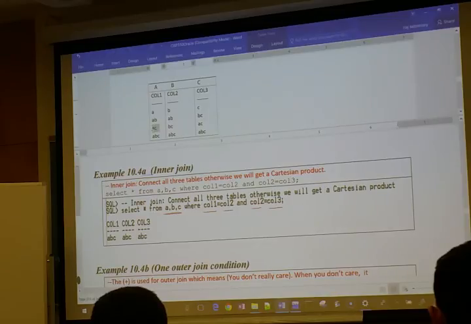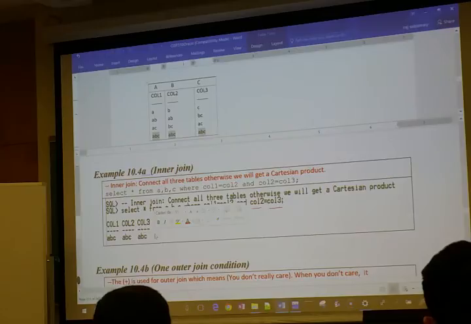What about AC? Does it match up with anything? No, so we abandon it. What about ABC? Does it match up with anything? Yes. And does ABC match up with anything here? Yes. So that's why we're getting the result here. So this is an example of an inner join, in which we're looking at the commonalities from all tables. Okay.